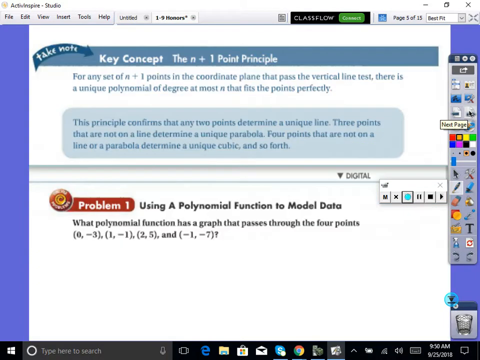Alright, so here is one rule that you will want to write down on the top of your little worksheet here. It's called the n+1 point principle. So what this says is, for any set of n+1 points in a coordinate plane that pass the vertical line test, so we just have to make sure that they actually are a function, there will be a unique polynomial of degree at most n that fits the points. So our degree would be at most n. So everybody, if there's n+1 points, the degree that will fit that is n. Did everybody hear that? n+1 points, the degree that will fit it will be n.